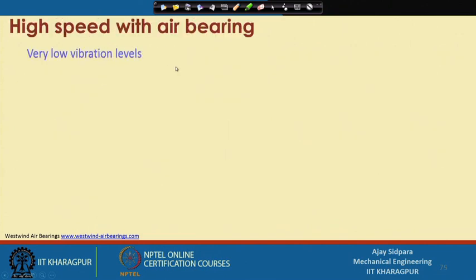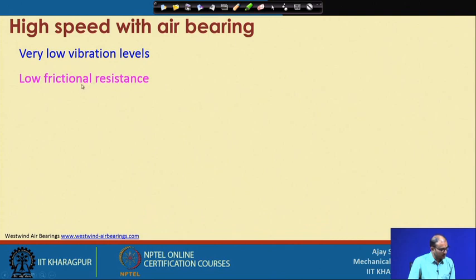High speed with the air bearing, that is obvious that it has a very low vibration level. So, when vibration level is low, you can actually go beyond a certain limit of speed. Low frictional resistance. Once the friction is not there, there is no possibility of heat generation, and heat generation is one of the limitations, because of the producing heat and there is a friction also, and if there is some type of thermal deformation of the component. So, that is not present here, that is a good thing.